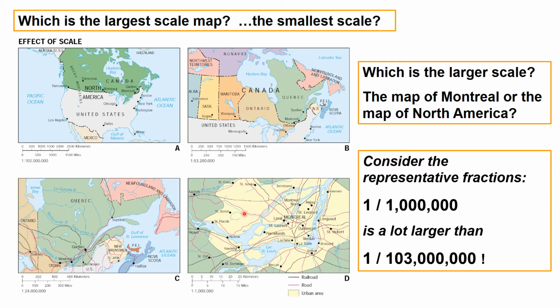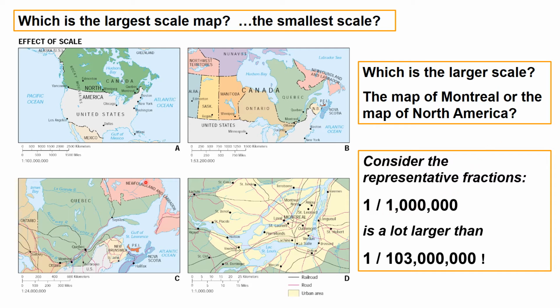All right, so larger scale maps show a lot more detail. In this case of this Montreal map, all the road network and so forth, there's a lot of detail. You can't show that on the map of the continent. Now, where do they get the idea of calling it large scale and small scale, especially since we don't talk like that? Well, you have to look at the RF.